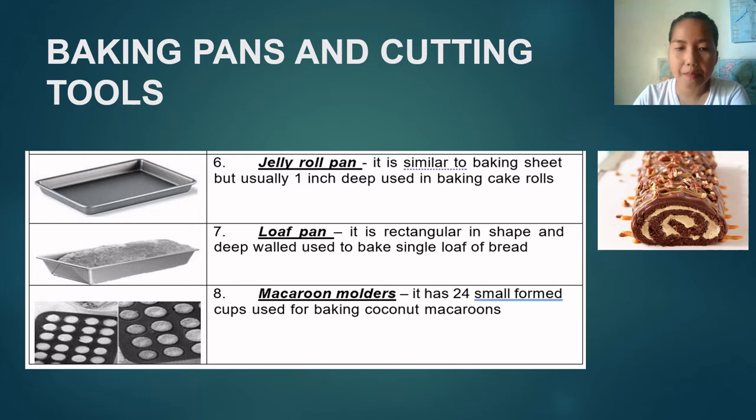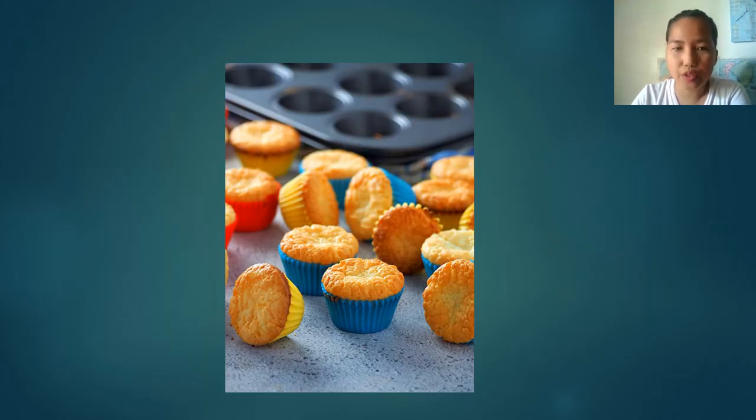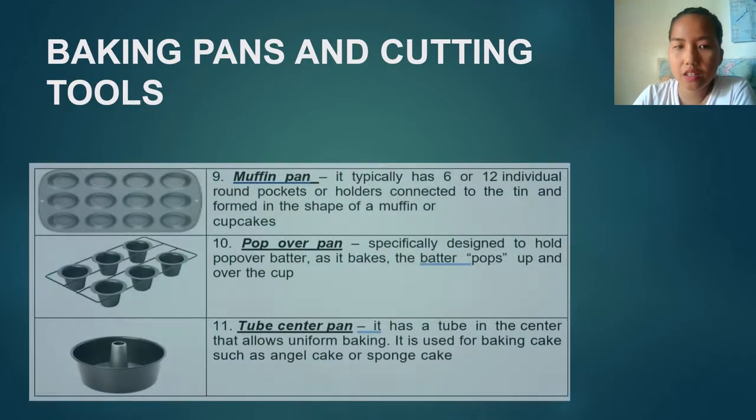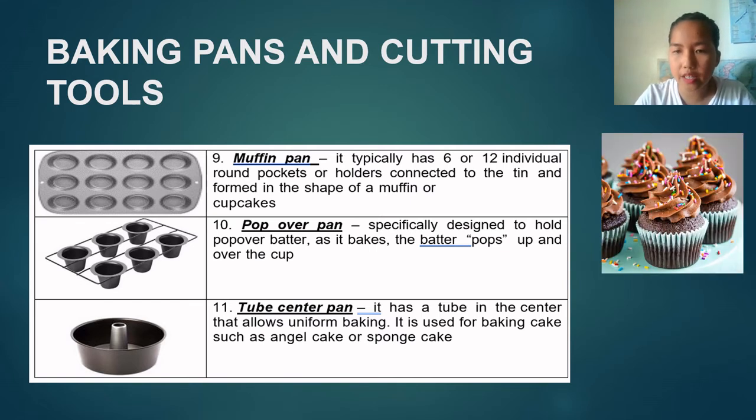Next is the macaron molder. What are macaron molders? They are used in baking coconut macaroons. In this picture, this is a macaron molder. For those who have not seen macarons, this is an example of a macaron. Next is the muffin pan. It typically has 6 to 12 individual round pockets, used in baking muffins or cupcakes, just like this one.